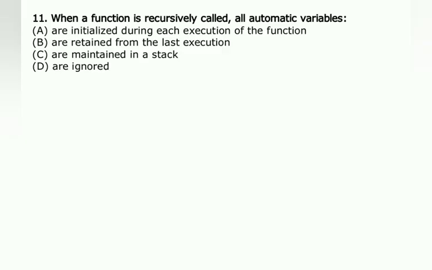When a function is recursively called, all automatic variables are initialized during each execution of the function, retained from the last execution, maintained in a stack, or ignored. When a function is recursively called, all automatic variables are initialized during each execution of the function. Only the static variable will maintain the storage across executions, but the remaining storage, like automatic and register, will be initialized for each execution of the function. So the answer is option A.